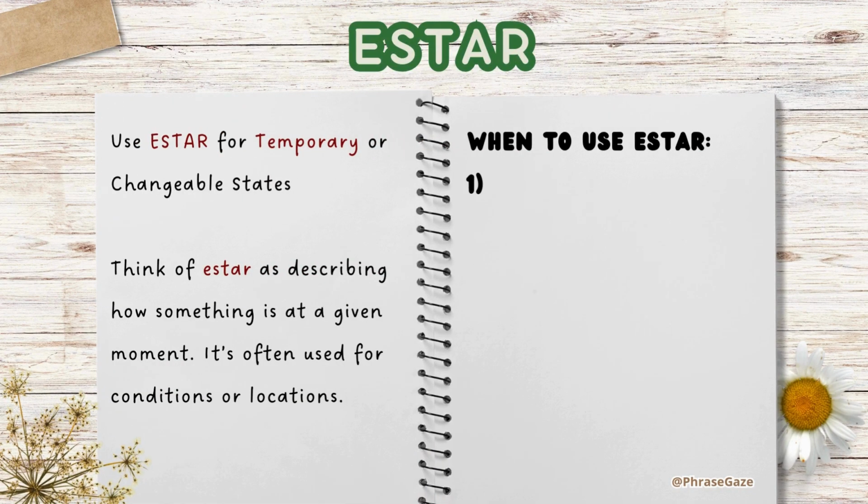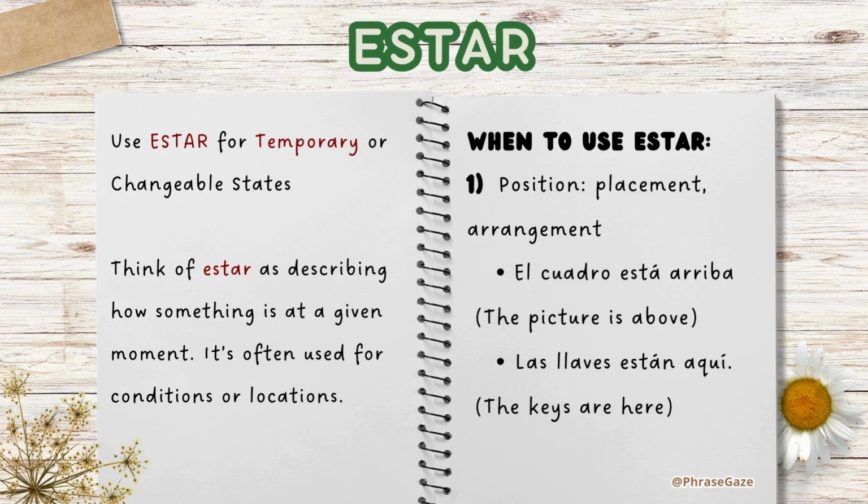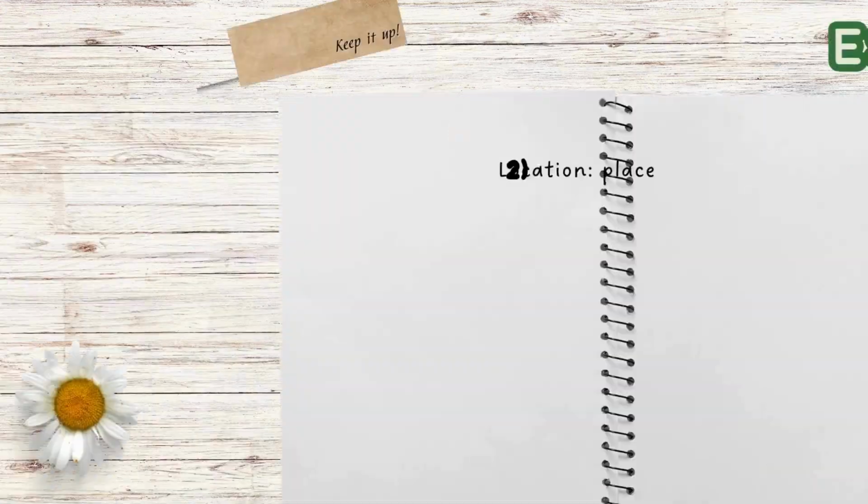Now, let's move forward to our verb, estar. It is used for, first, position. It describes where something is located in relation to other objects. For example, El cuadro está arriba. Las llaves están aquí.